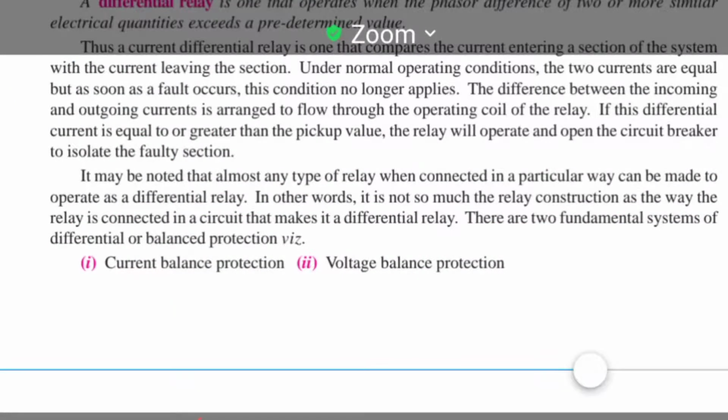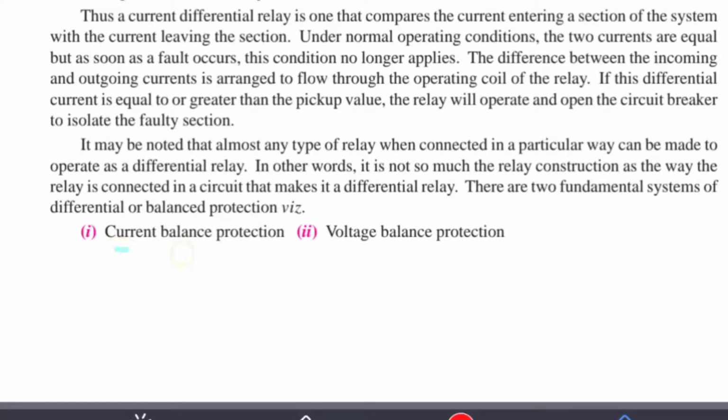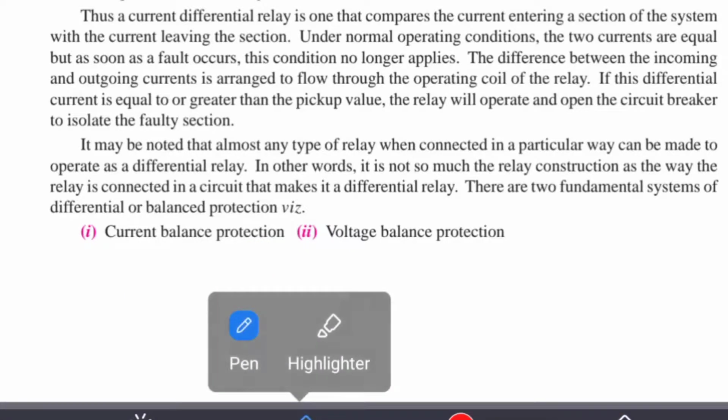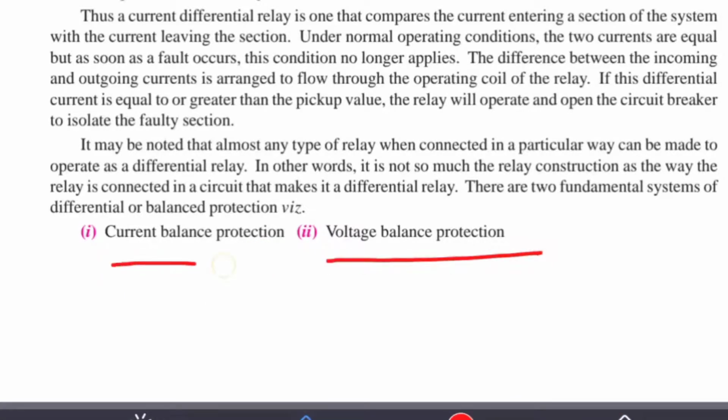This type of relay is connected in a particular way to make the differential relay operate. In other words, it is not so much about relay construction. There are two types of differential relays: the current differential relay, also known as current balance protection, and the voltage differential relay, also known as voltage balance protection. Let us see current balance protection. I already explained it to you.